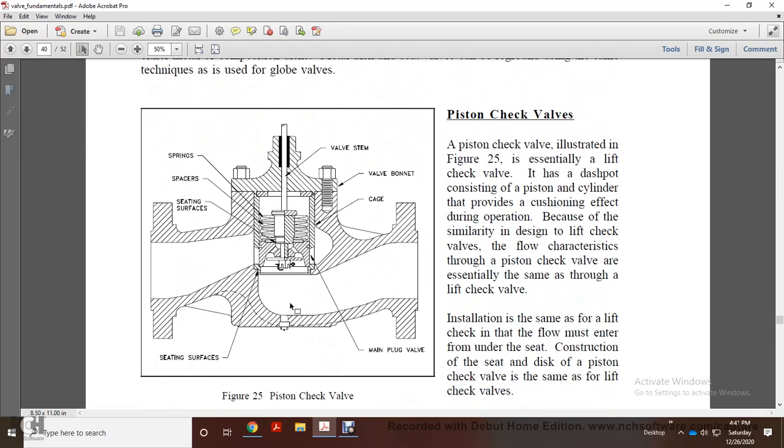Figure 25 shows the piston check valve, which shows the valve stem, valve bonnet, cage, spring, seating surface, and your main plug valve.